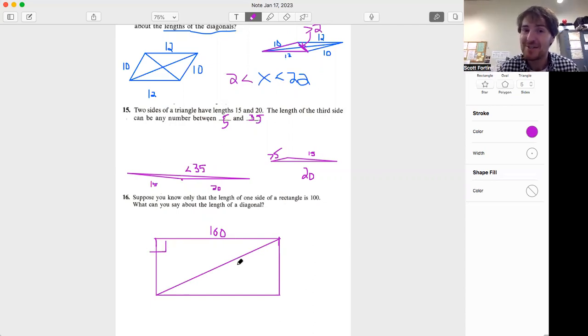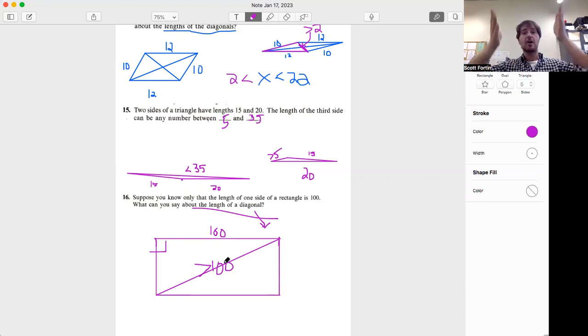Well, it's a rectangle. So the diagonal is the hypotenuse of a right triangle that we have right here with a leg of length 100. So what I can say about the length of the diagonal is that it needs to be greater than 100 units. Why? The hypotenuse of a right triangle is always larger than any of the legs. We know that just from Theorem 419. Whatever's opposite the right angle is going to be the largest in the triangle, because this angle is bigger than that angle, since this one is acute.